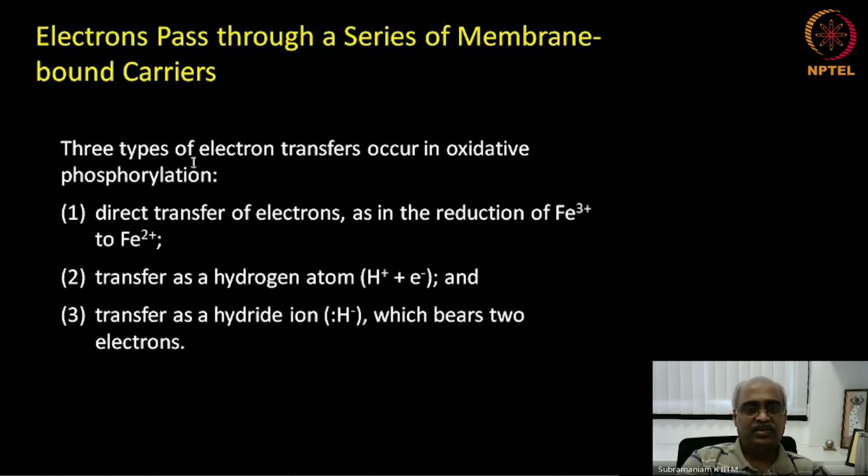So how does electron pass through these membrane bound carriers? So already we kind of know this, as direct electrons. In this particular case, we are going to primarily see ferric to ferrous and ferrous to ferric reversible oxidation reduction. Then as hydrogen atoms like FAD, it will have it in that form. And hydride, when it comes from NAD, it usually comes in this form. Okay, so these are the 3 ways in which electron is going to flow through.